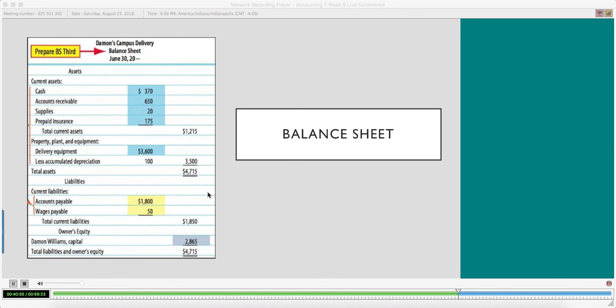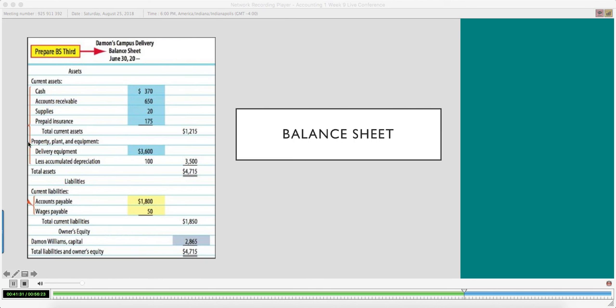We're no longer listing assets on one side and then liabilities and owner's equity on the other. We have our current assets, which is going to be essentially your cash, your insurance, your accounts receivable, supplies, office equipment that does not depreciate. Any items that depreciate, property, plant, and equipment will be listed in a separate area.